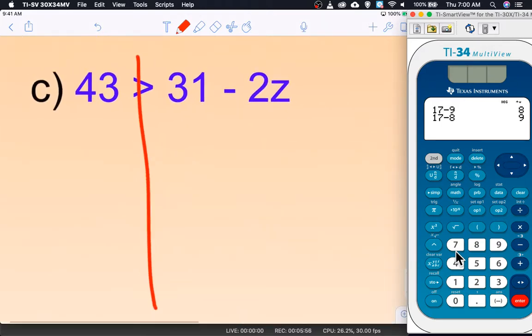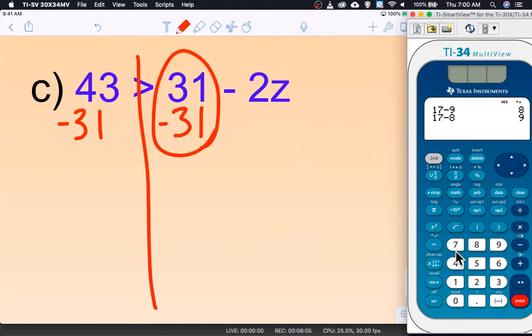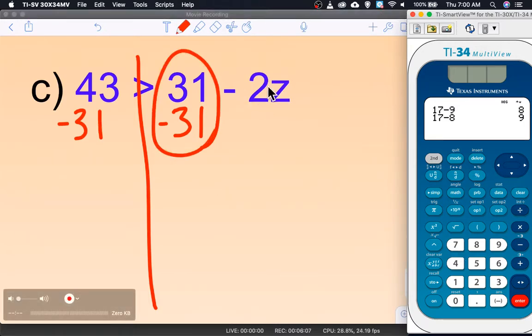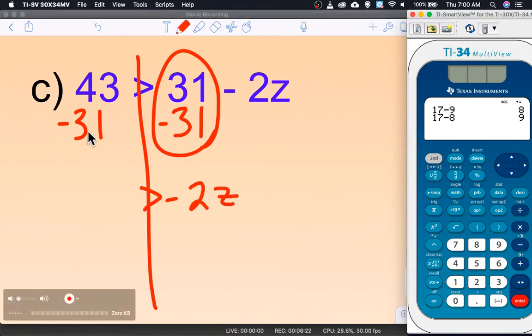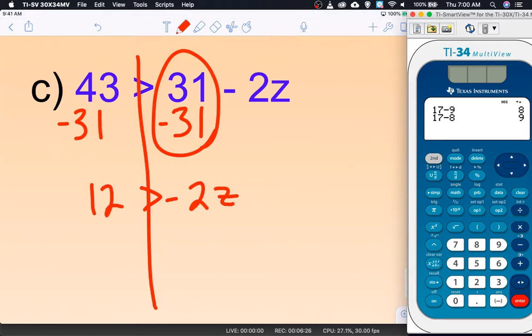All right, so solving. First thing you would do is you would subtract 31 on both sides. We're getting rid of the add and subtract. Remember that this negative sticks with the 2. This is a -2, not a -31. You don't read from right to left. This is a positive 31, so you get rid of it by using a minus. And so we'll have -2z, and let's see, 43 minus 31, that should be positive 12.